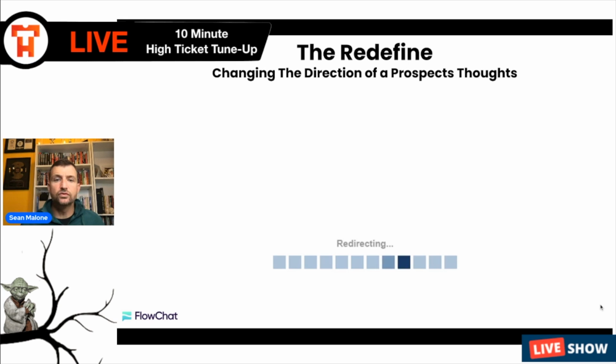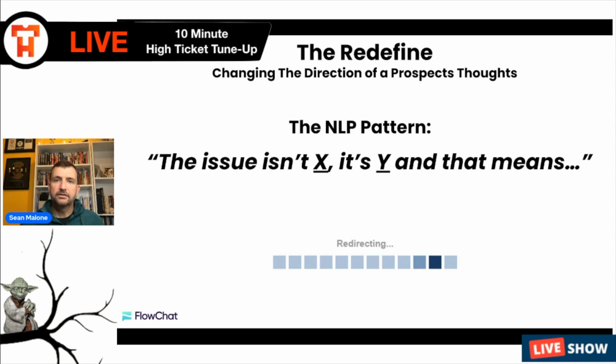So here is the rule. Here's how the redirecting Redefine piece works. Here is the pattern. Very simple. The issue isn't X, it's Y. And that means, okay, so when you use this technique, again, you have to have that conviction. You have to have that tonality that I just had and I shared with you.